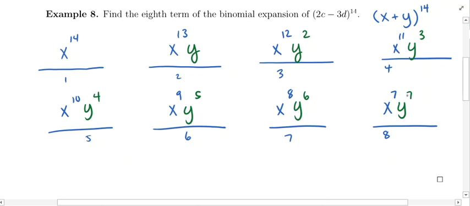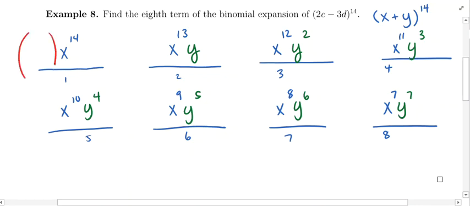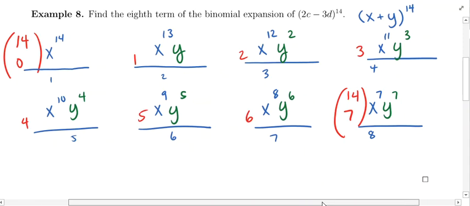If I add my exponents, they add to 14. Now I'll deal with the binomial coefficient. Remember this, each one's going to start with 14, including the eighth term here. But remember, the bottom number is going to start with 0 and then go up by 1 each time. All right, so this is what the eighth term is going to look like.